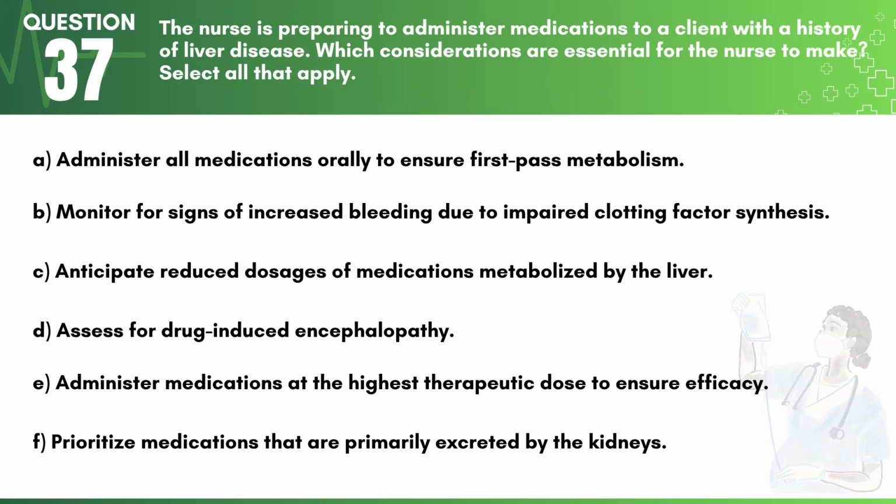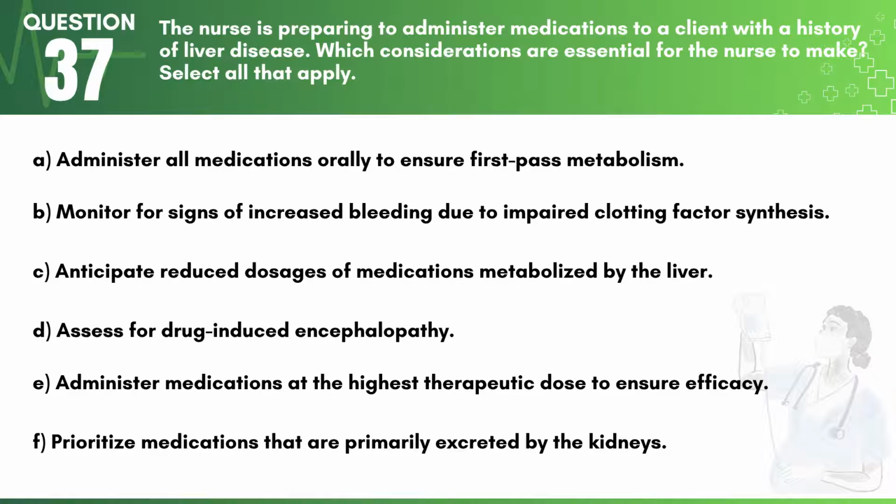Question 37. The nurse is preparing to administer medications to a client with a history of liver disease. Which considerations are essential for the nurse to make? Select all that apply. A. Administer all medications orally to ensure first-pass metabolism.